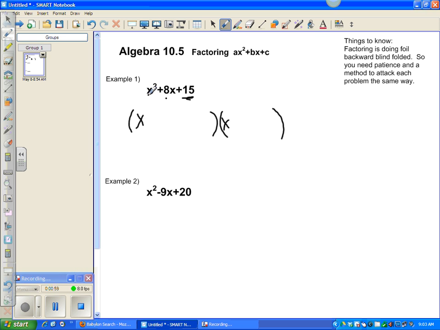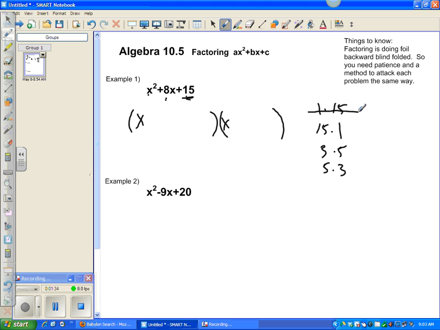Then I do a list of the numbers: 1 and 15, 15 times 1, 3 times 5, and 5 times 3. You'll see later why I put both of 1 and 15 inverted back and forth with each other. There's a reason to my madness, and you'll see that in a little bit. So 1 times 15 is equal to 15, but 1 plus 15 is 16, it's not 8, so it can't be that.